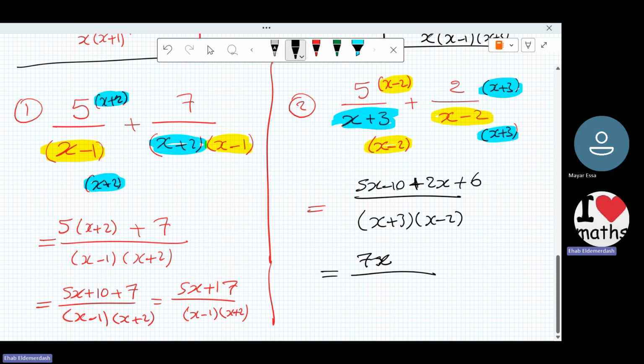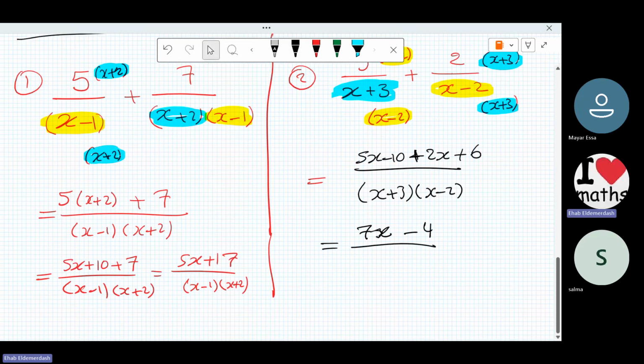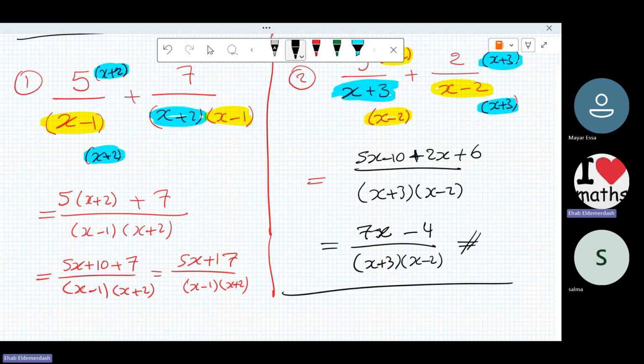خلاص الفاينل answer 5x plus 2x 7x. On the other hand minus 10 plus 6 it will give me minus 4. Over the same denominator I don't have to multiply it. I can keep it as it is. خلاص this is my final answer. Am I clear? Is it clear at the moment?